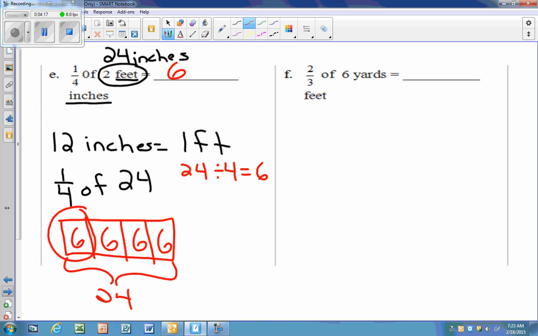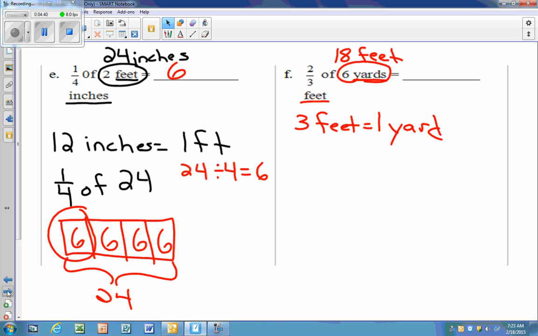Now on the other side over here, we're talking about yards and feet. And I need to know that 3 feet equals 1 yard. So we have 6 yards. Since I have 6 yards, that's 18 feet. So I can write that there to help me. And same thing, I can draw a tape diagram, or I can set myself up using chips.